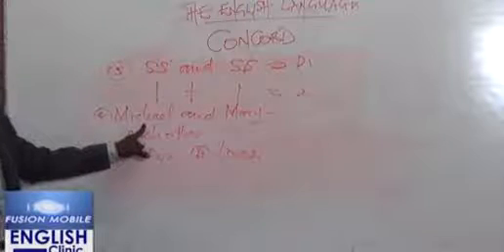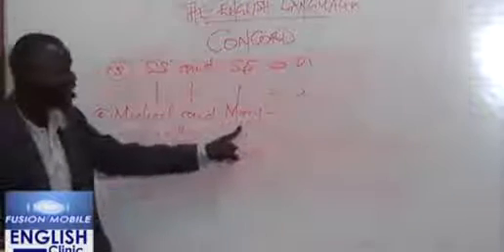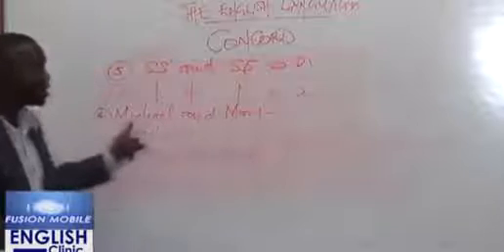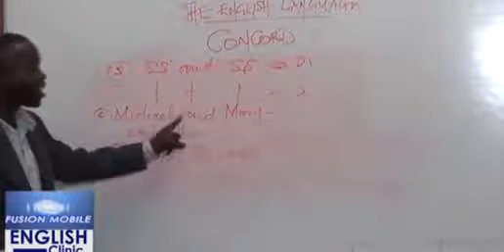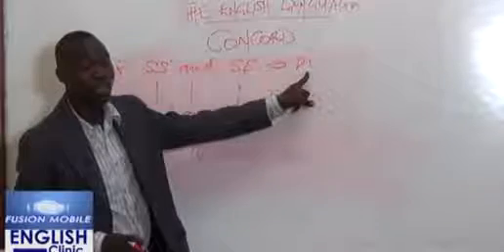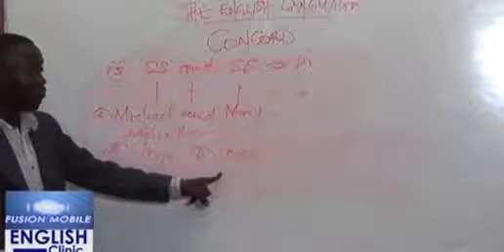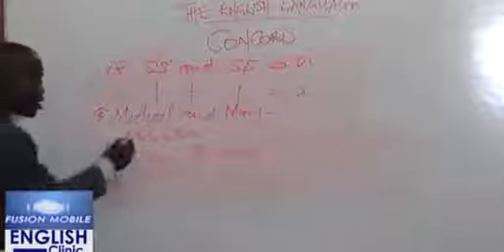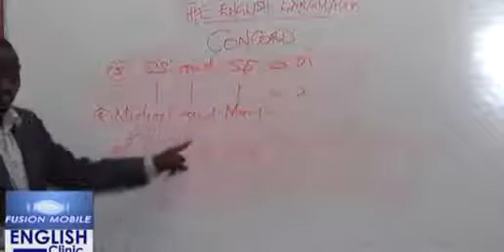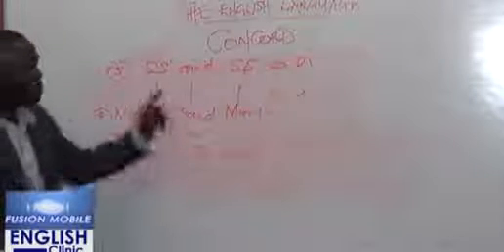Michael is a singular noun. Mary is another singular noun. Both singular subjects are connected by "and." And the rule says that they must be followed by what? By a plural verb. You will discover that "love" is a plural verb, while "loves" is a singular verb. So the answer here will be what? Michael and Mary love each other.